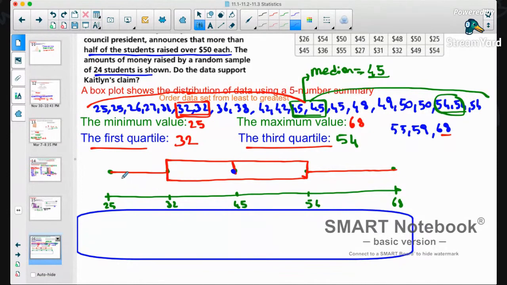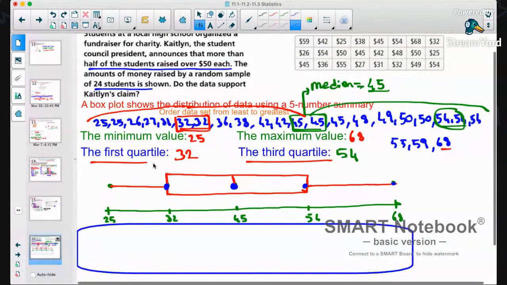Let me review one more time how to graph this. First, we found minimum value after ordering the data from the least to greatest. We found minimum value and then maximum value. Next, we found median. The median of this whole data is 45. And then we created first and the third quartile. How? By looking at lower and upper part of this data and finding their medians. I found their medians and I created my box plot.